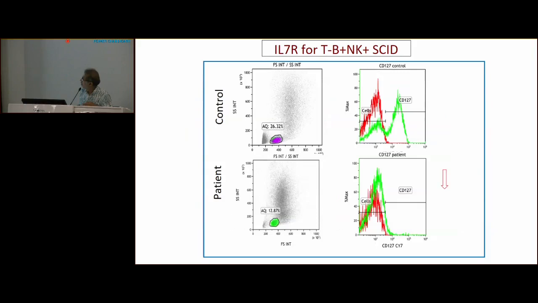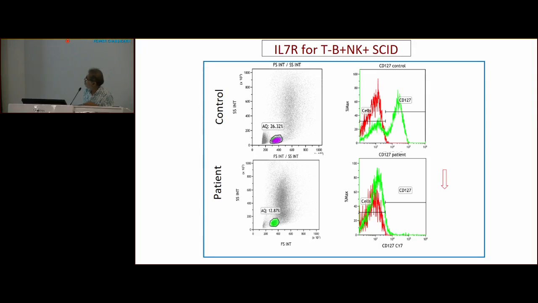And again, after you've done this panel, what you can do is move to a cell surface marker. So this was a child with T minus, B plus, NK plus SCID, so only the T cells were absent. This is actually forward scatter and side scatter, so don't get confused. This is not CD45, this is forward scatter. In the forward scatter, the lymphocytes have the smallest size and are less granular, so they will fall here.